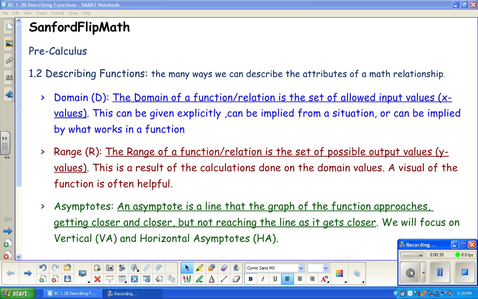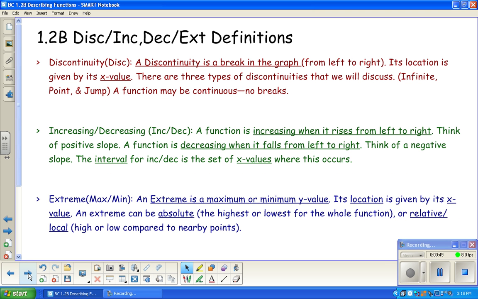or it would be a line that the graph approaches, but gets closer and closer, but in that area of the graph it's never going to actually get there. It continues to get closer, but doesn't actually get there. Related to vertical asymptotes are also discontinuities. Today we're going to add on discontinuities, increasing and decreasing, and extremes, sometimes called extrema, plural for extreme.